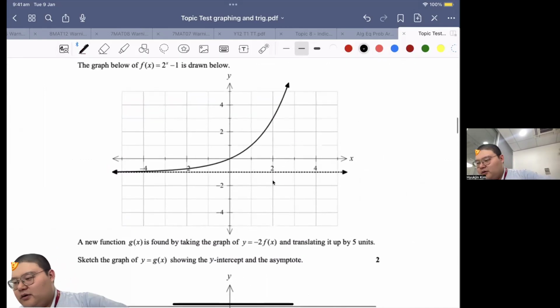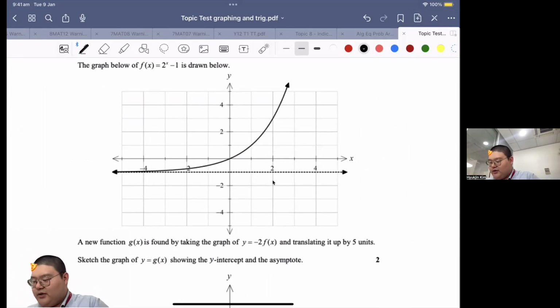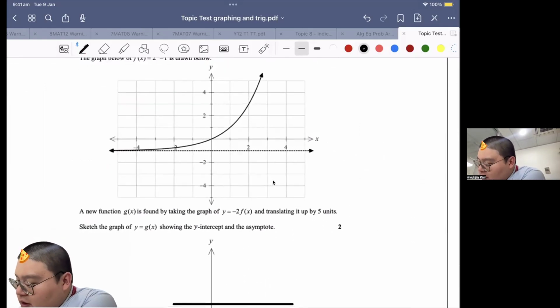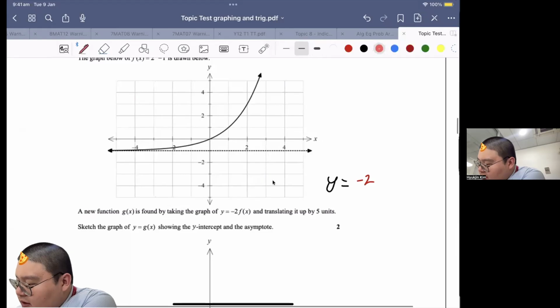The graph of f of x equals 2 to the x minus 1 is drawn below, and the new function g of x is found by taking the graph of y equals negative 2 f of x and translating it up by 5 units. Sketch the graph of this. Okay, now what does it say? We are going to do y equals negative 2 f of x, and then I'm going to translate it up 5.